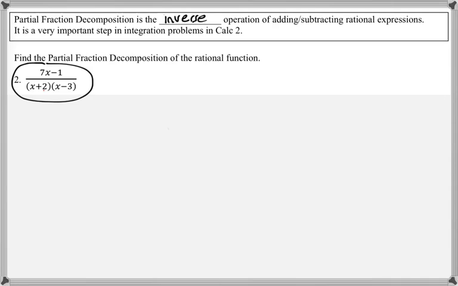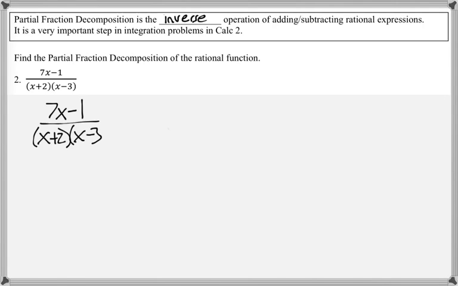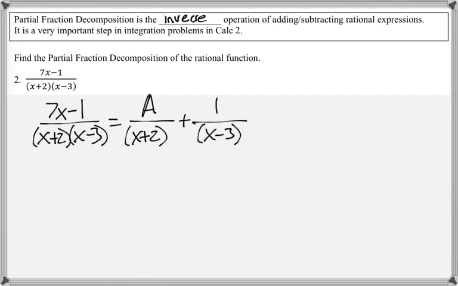So the answer that we should get for number 2 is actually going to be the question from number 1, because it's the reverse process. So how I do partial fraction decomposition problems is, I'm trying to figure out what were the original fractions that added together to get this. So it must have been something over x plus 2 plus something over x minus 3. So instead of just saying something, I'm going to call these A and B.